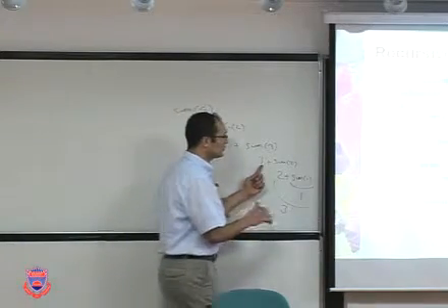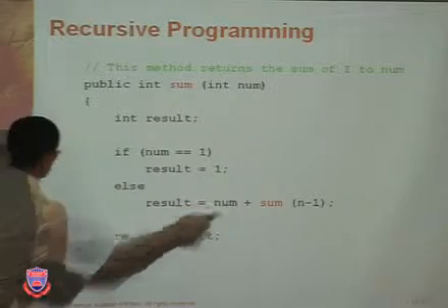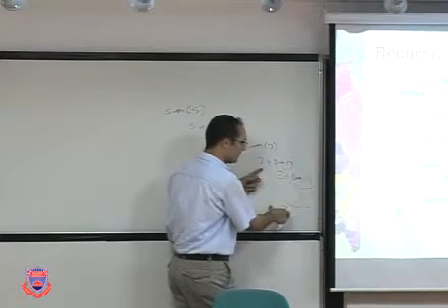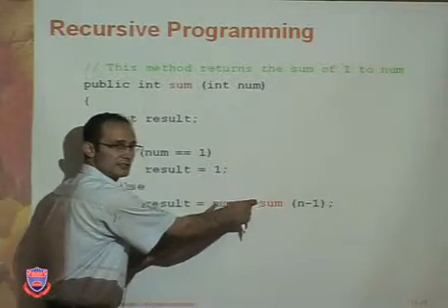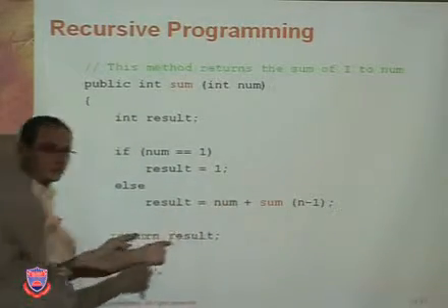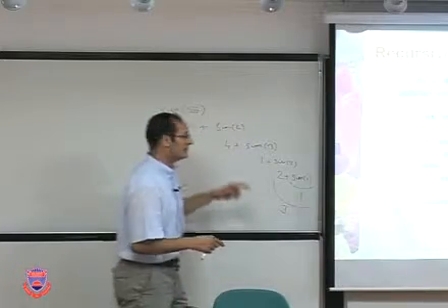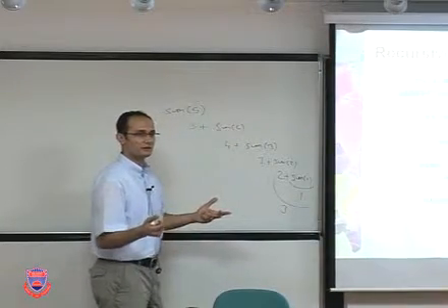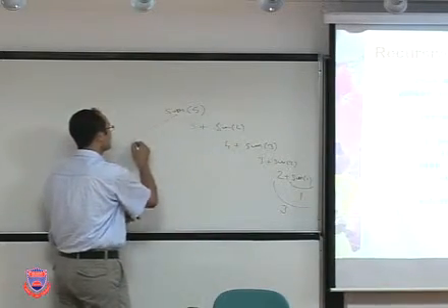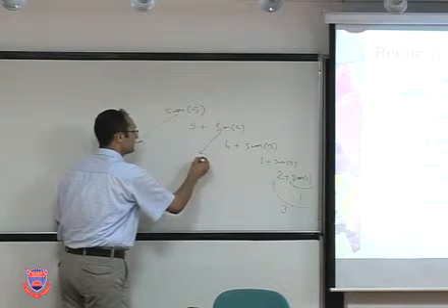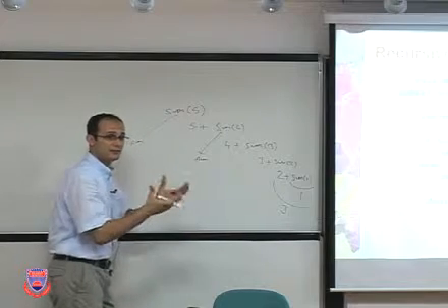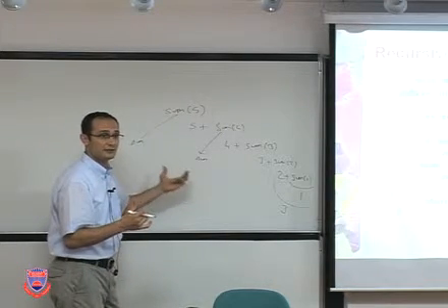And then it will compute 3 plus whatever is the result of this sum 2, which is 3. It will get result equals 3 plus 3, 6. And then return result. Each method invocation has its own number value. So for example, this sum 5 has its own num value, and then this one has its own num value. So they are not the common parameters that they are using.